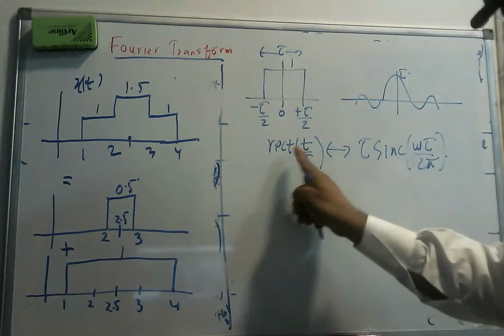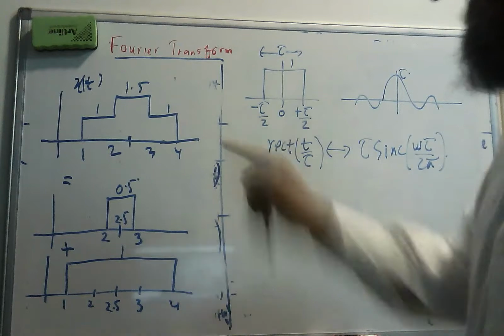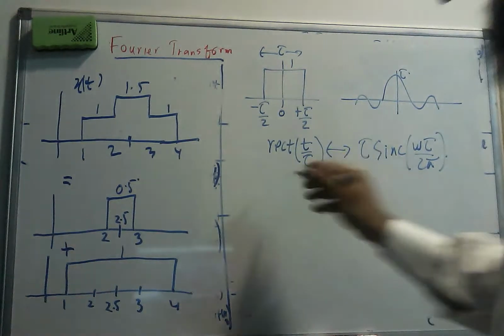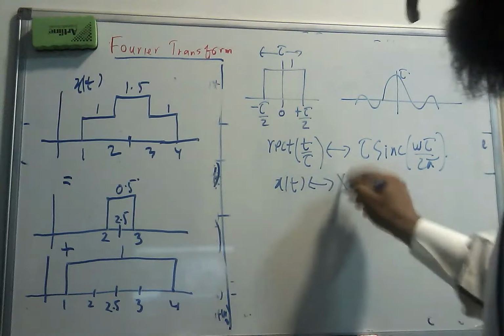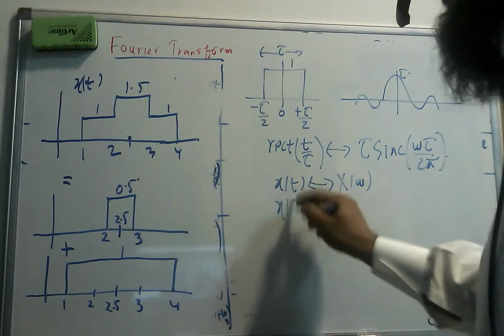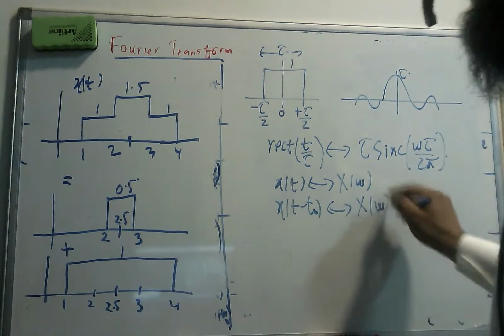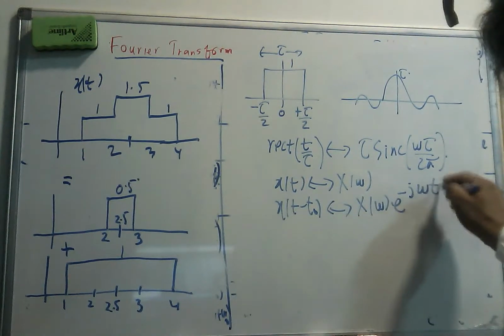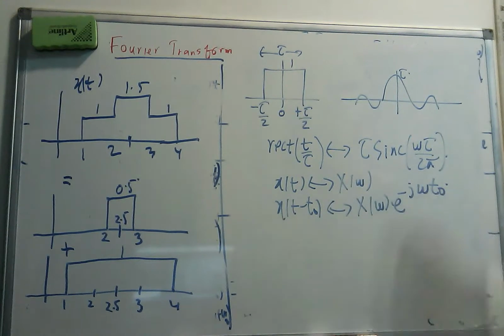Now, if I shift this to any other point, I will have to apply the rule of shifting, which says that if the Fourier transform of x of t is X of omega, then if I time shift, the Fourier transform will be multiplied by e raised to minus j omega t naught. So I have the same Fourier transform multiplied by the phase shift.